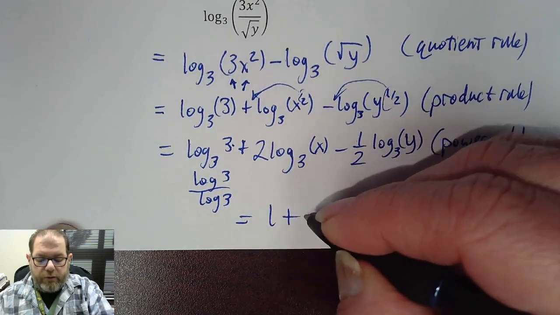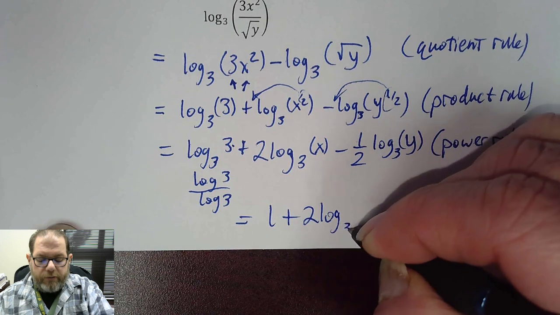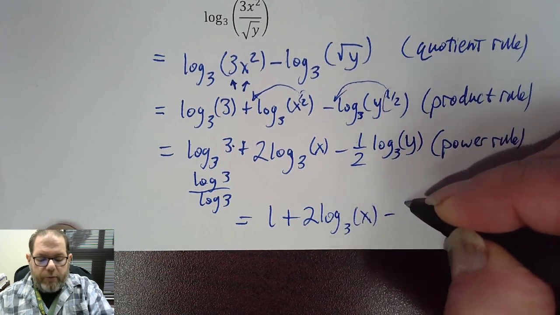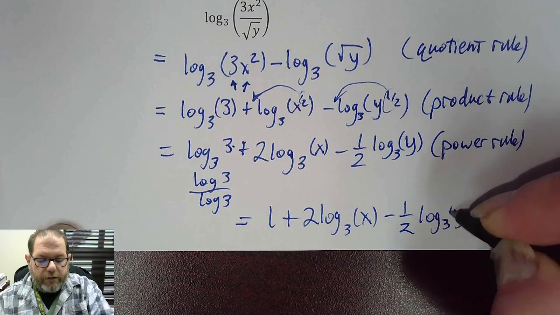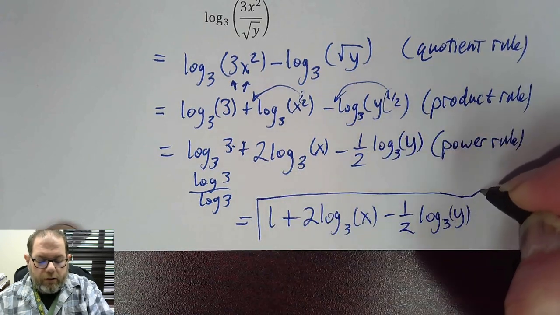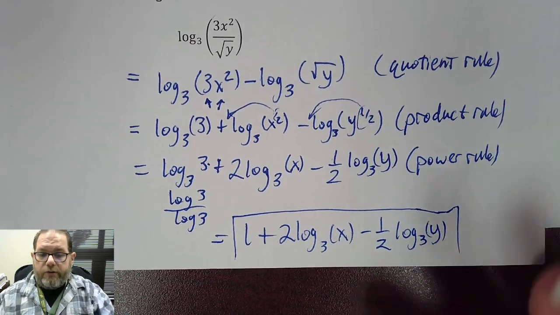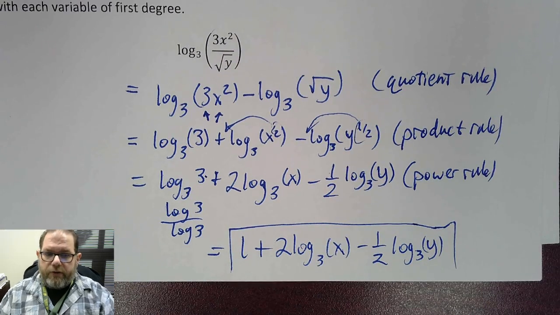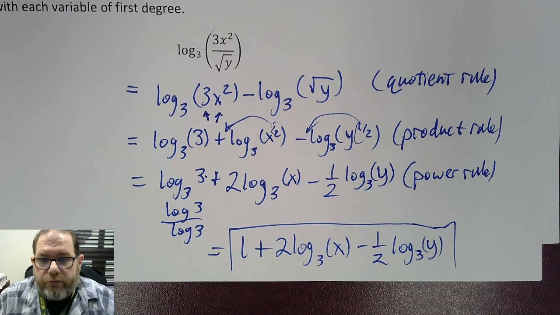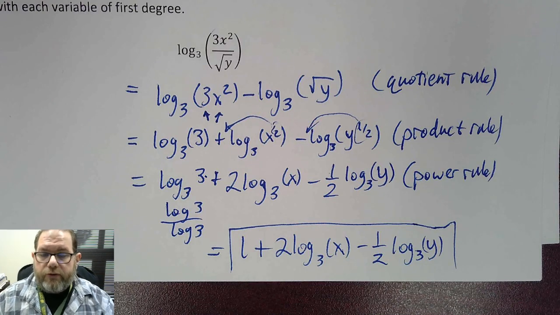So we end up with 1 plus 2 log base 3 of x minus 1/2 log base 3 of y. And so that's our solution to this. We've expanded this logarithm out using our properties. Not only do we use all three of our rules, we also use our change of base formula in the process to arrive at this conclusion.